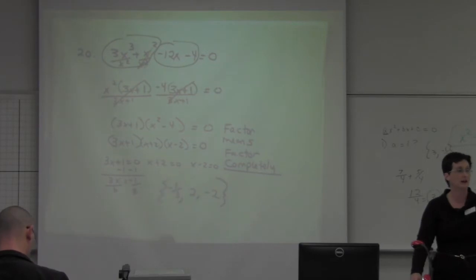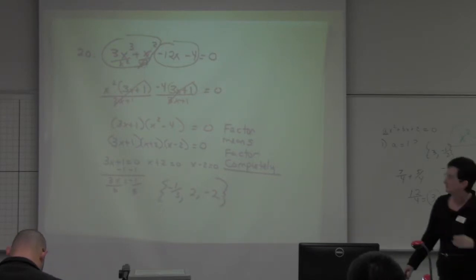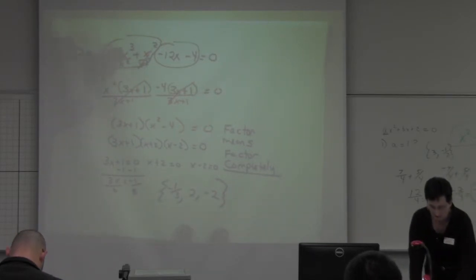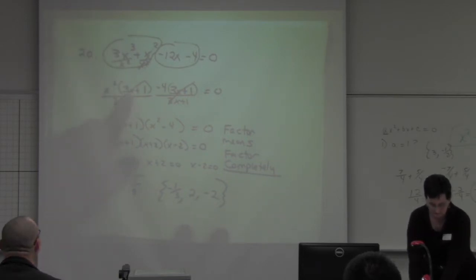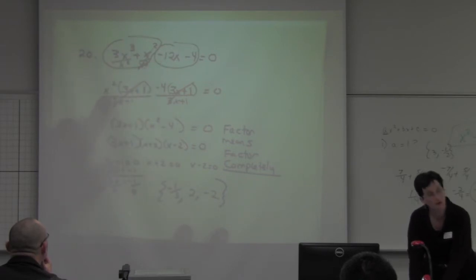Oh, yeah. Go ahead. On the very first step, 3x cubed divided by x squared. Wouldn't that just be 3x? Yes, right here. We took the x squared out. We factored it out. They share that, so that's what goes on the outside. And then the 3x is what's left when you do that.